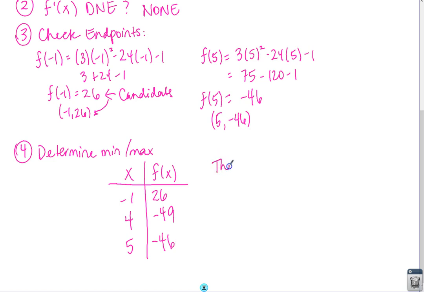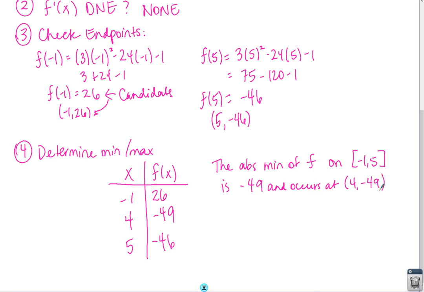So the absolute minimum of f on the interval from -1 to 5, because remember, that could change if we looked at a different interval. So the absolute minimum of f on -1 to 5 is, looking at these numbers here, right here, -49. Okay? And actually I want to say, and occurs at 4, -49.